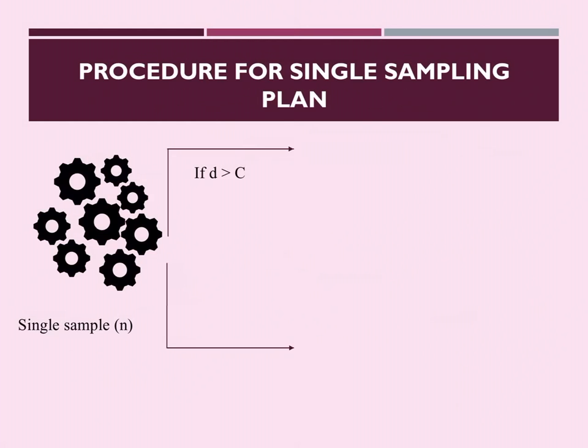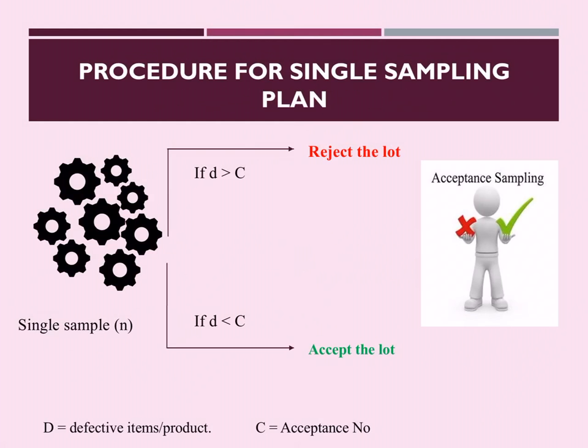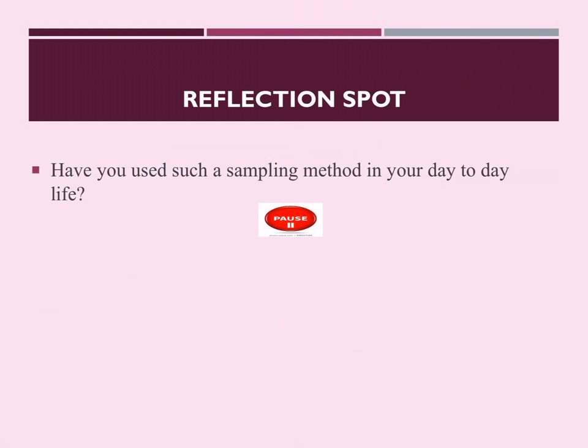If the defective count, that is D, is greater than C, then we will reject the lot, where D is the number of defective items and C is the acceptance number. If D is smaller than C, then we will accept the lot. This is the single sampling plan.